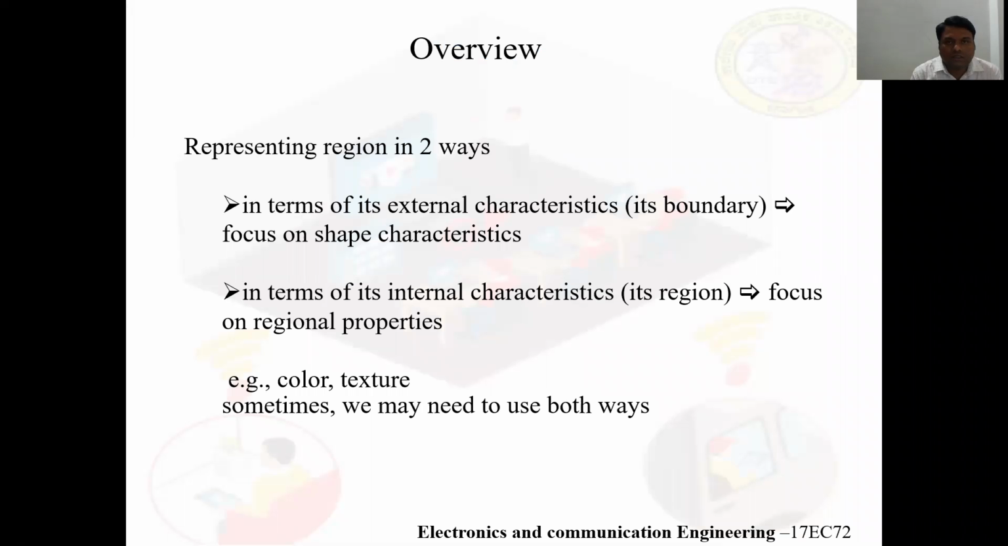Representing a region in two ways. In terms of its external characteristics, that is its boundary, focus on shape characteristics. In terms of internal characteristics, its region, focus on regional properties. Example, color, texture. Sometimes we may need to use both ways.